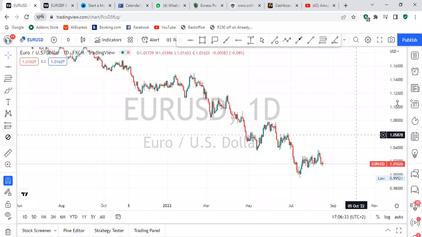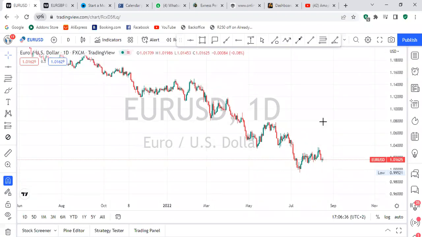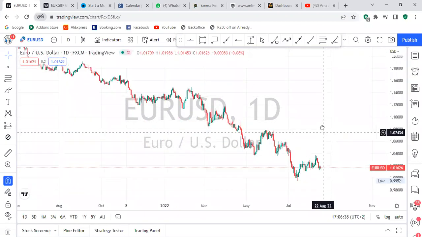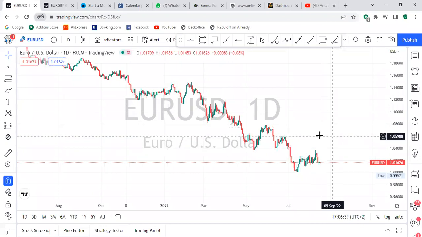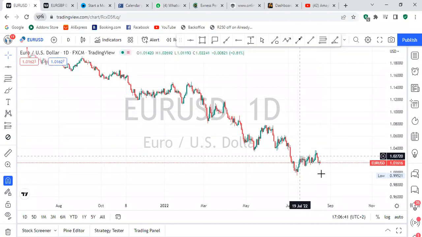Are we in a downtrend? Ranging? Consolidation? Where do you think this chart is going? Let's see, for those who say they know how to analyze a chart, where is this chart going?